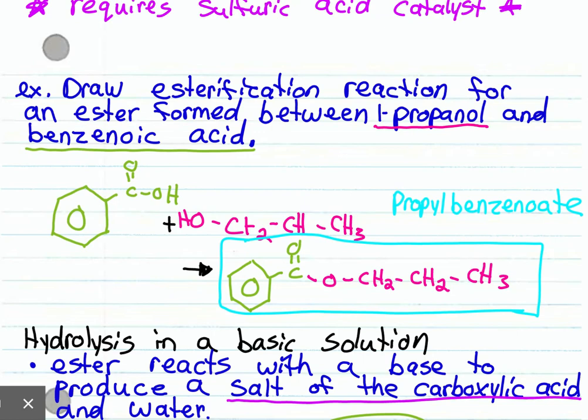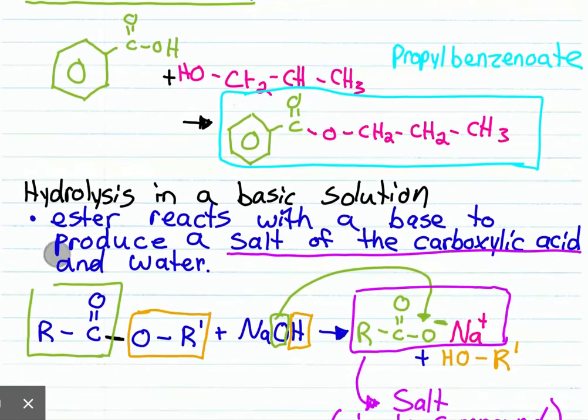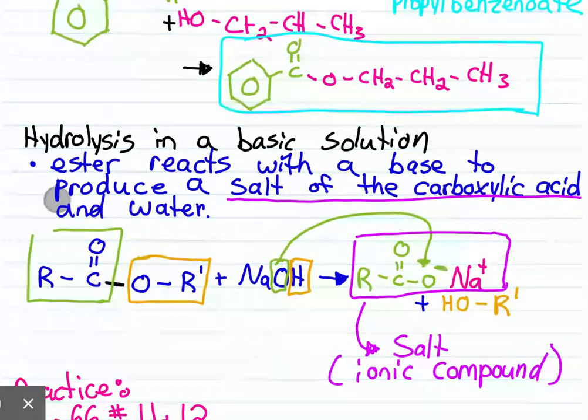Now, once you have this copied, another important reaction is the fact that an ester will undergo hydrolysis in a basic solution, which means it will react with a base to produce a salt of the carboxylic acid and water. So if we have our ester here, what happens is the oxygen involved from the base ends up connecting the metal ion to an ion of the carboxylic acid. And it makes a salt.